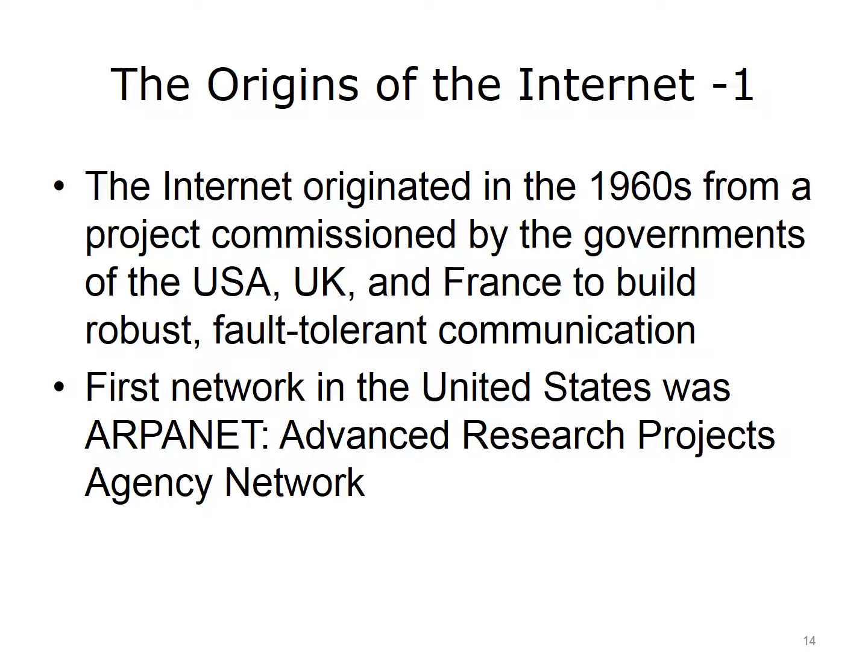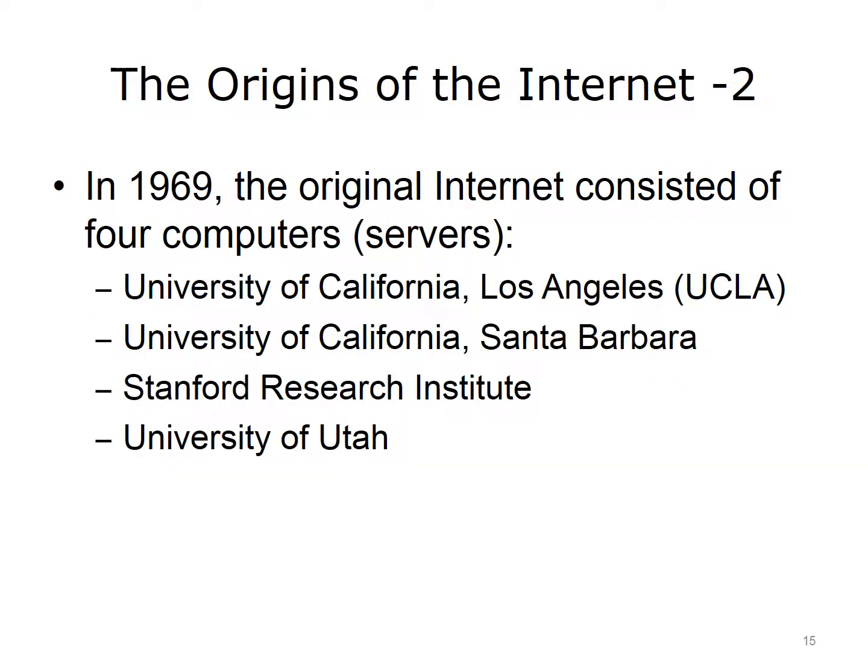The Internet originated from a project commissioned by the governments of the USA, UK, and France in the 1960s to build robust, fault-tolerant communication via computer networks. In the United States, the first network was named ARPANET, or Advanced Research Projects Agency Network. The original Internet consisted of 4 computers or servers operating at UCLA, the University of California, Santa Barbara, Stanford, and the University of Utah in 1969, the same year that the United States put a man on the moon.